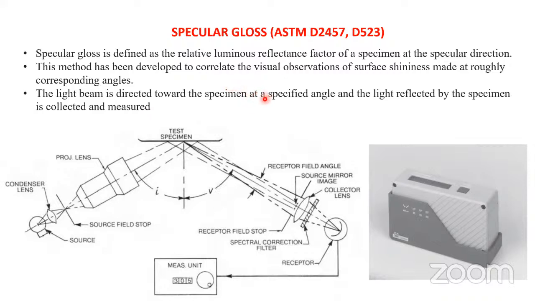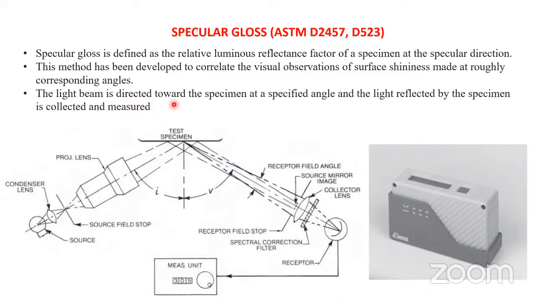Specular gloss is the measure of the gloss of your polymeric films or polymeric material. The specular gloss is defined as the relative luminous reflectance factor of a specimen at a specular direction. The gloss is generally calculated at different angles like 60 degree, 85 degree, 20 degree. At various angles, how much gloss is present on your polymeric system can be calculated and presented as the measurement of gloss.